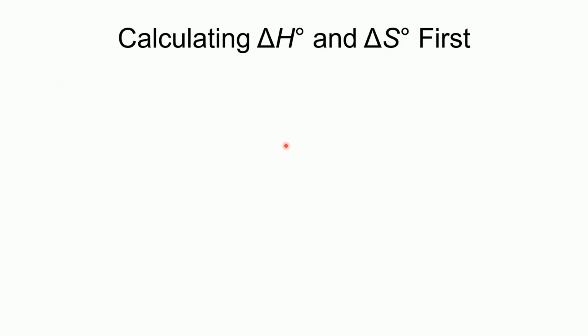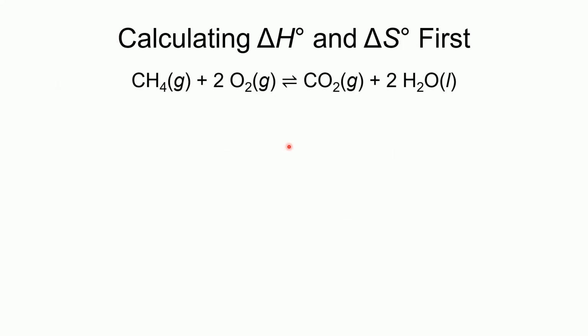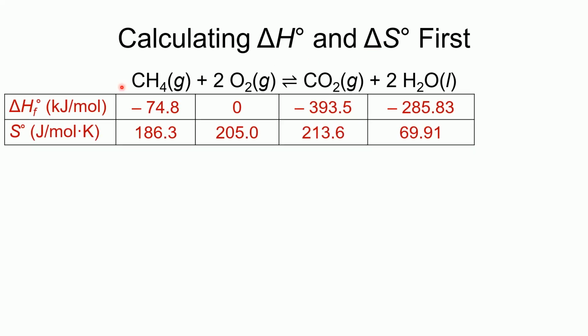So we're going to take that same reaction, the combustion of methane that I showed you a few minutes ago, and we're going to calculate delta H and delta S first. Here are the enthalpies of formation and the standard molar entropies for each of these substances. These all come from appendix C. So I looked all of these up in appendix C when I did this calculation.